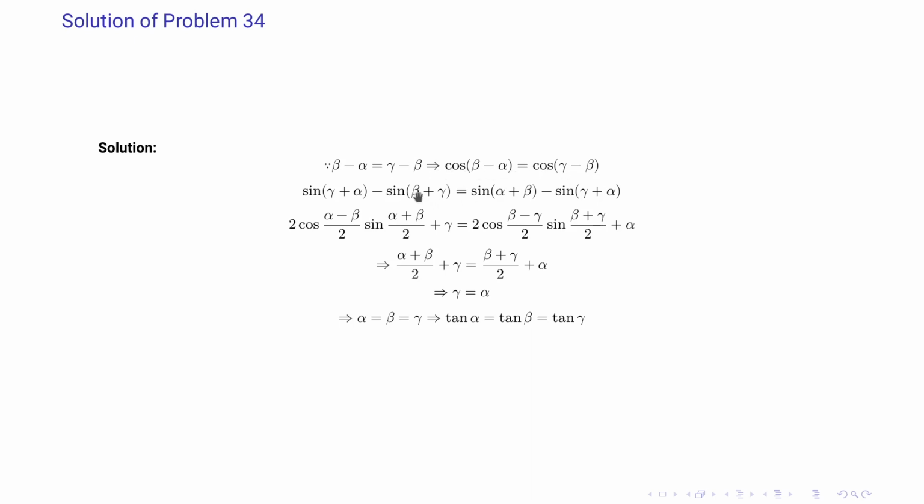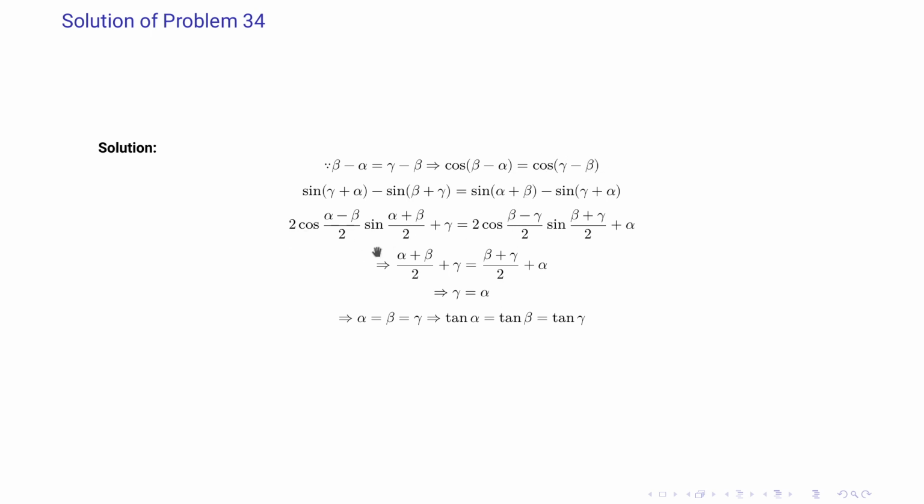Now we are also given that alpha, beta, gamma are equal to sin(beta plus gamma), sin(gamma plus alpha), and sin(alpha plus beta). So we can write that sin(gamma plus alpha) minus sin(beta plus gamma) is equal to sin(alpha plus beta) minus sin(gamma plus alpha). Now from trigonometry, this is equal to 2 cos((alpha minus beta)/2) into sin((alpha plus beta)/2 plus gamma). And the right hand side becomes 2 cos((beta minus gamma)/2) sin((beta plus gamma)/2 plus alpha). So from here, cos(beta minus alpha) is equal to cos(gamma minus beta).